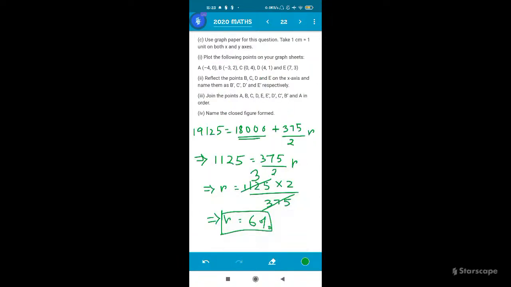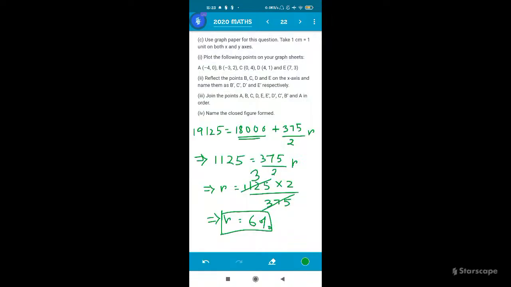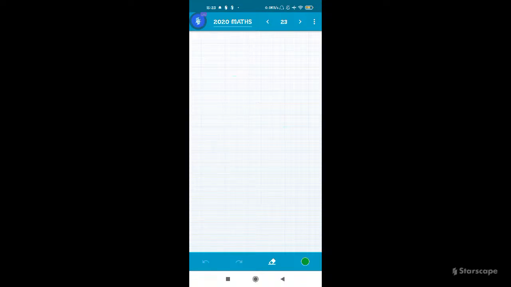This is a question related to reflection. So over here we also have a graph. So let's do this question. Using a graph paper for this question, take 1 centimeter is equal to 1 unit on both the x and the y axis. So let me quickly make the axis and then we are going to solve it.